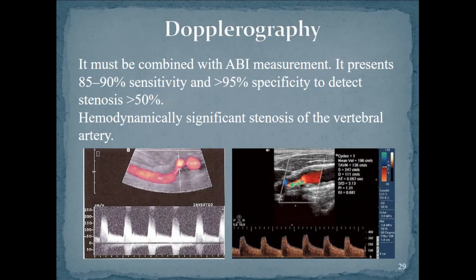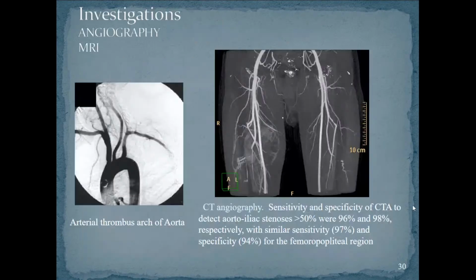So, even if we see the stenosis more than 50%, in most of the cases it is hemodynamically not important, or hemodynamically significant stenosis of the vertebral artery we see here on the picture. So here it is, the stenosis, here is stenosis, and this is one. So what else?